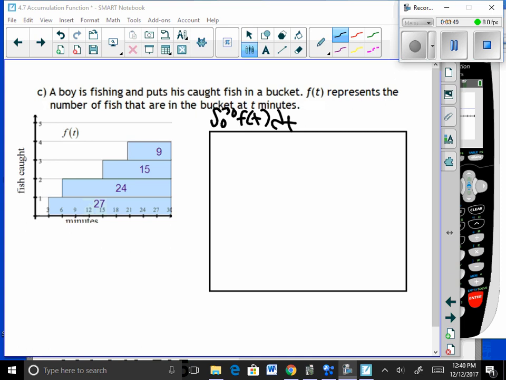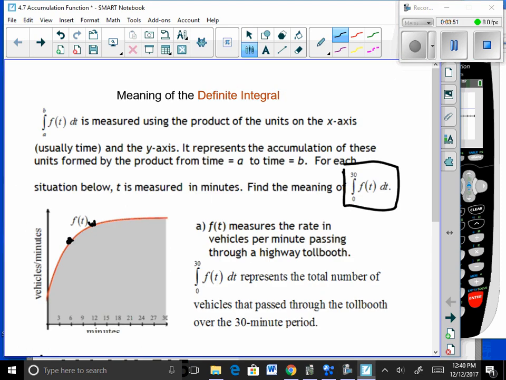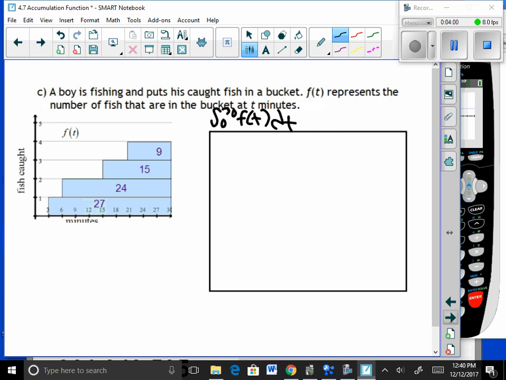Because on this previous one, I could call my units vehicles, because if I did vehicles per minute times minutes, I get just vehicles. Not per minute. If you do per minute, then you're dividing by the minute, not multiplying it. Fish minutes. We could call it fish minutes. Fish caught minutes. Okay? So you multiply them together. So my units are fish caught minutes.